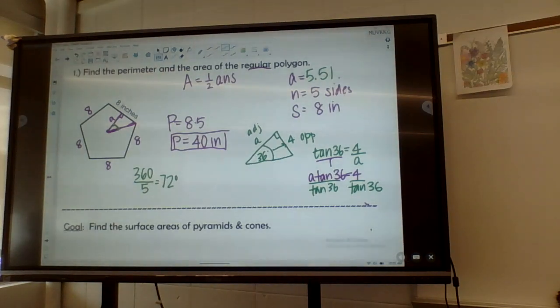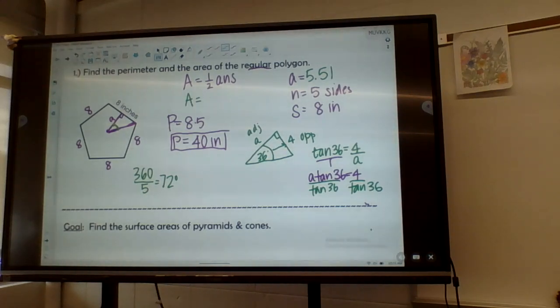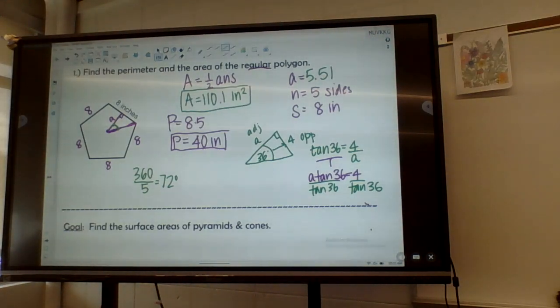Now, if I want to find the area, I'm doing half of those, but again, I like leaving that previous answer in my calculator. So kind of what Kylie and I were talking about, she was copying and pasting the previous answer. I just hit n times, and then it just takes 5, I multiply by 8, and then I divide that by 2, and I get 110.1, and that'd be square inches.